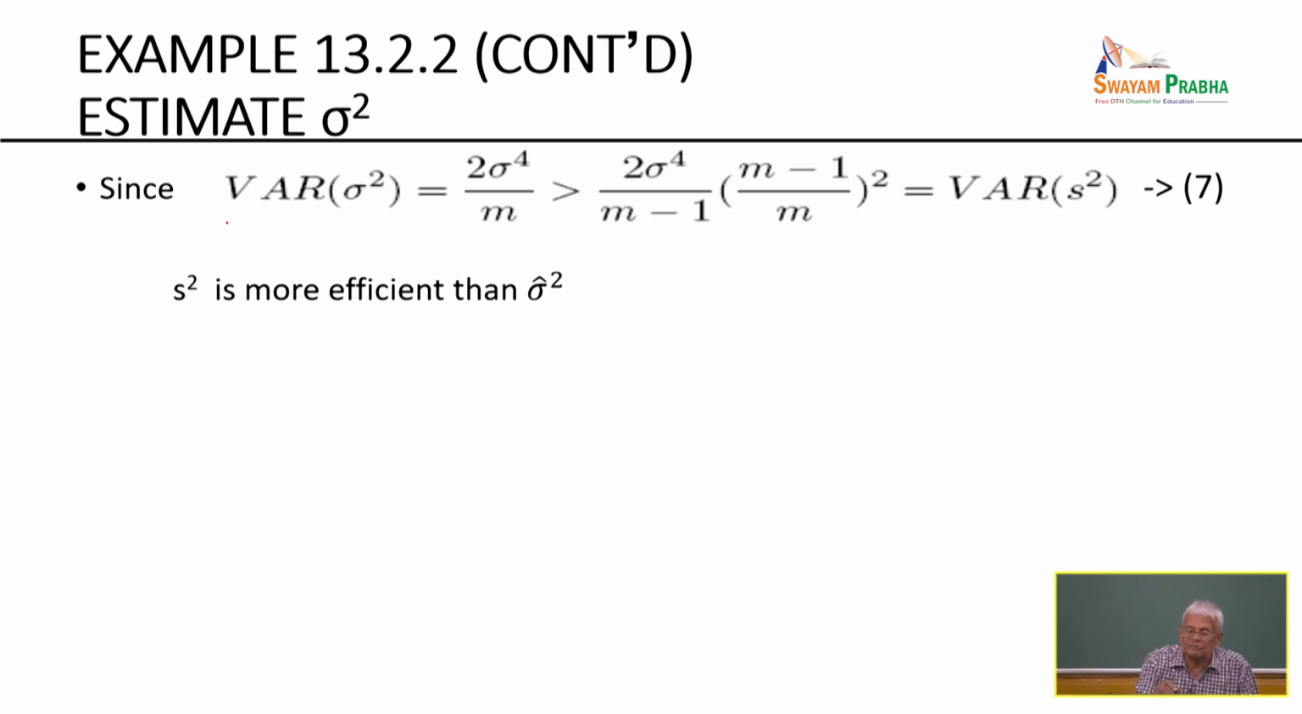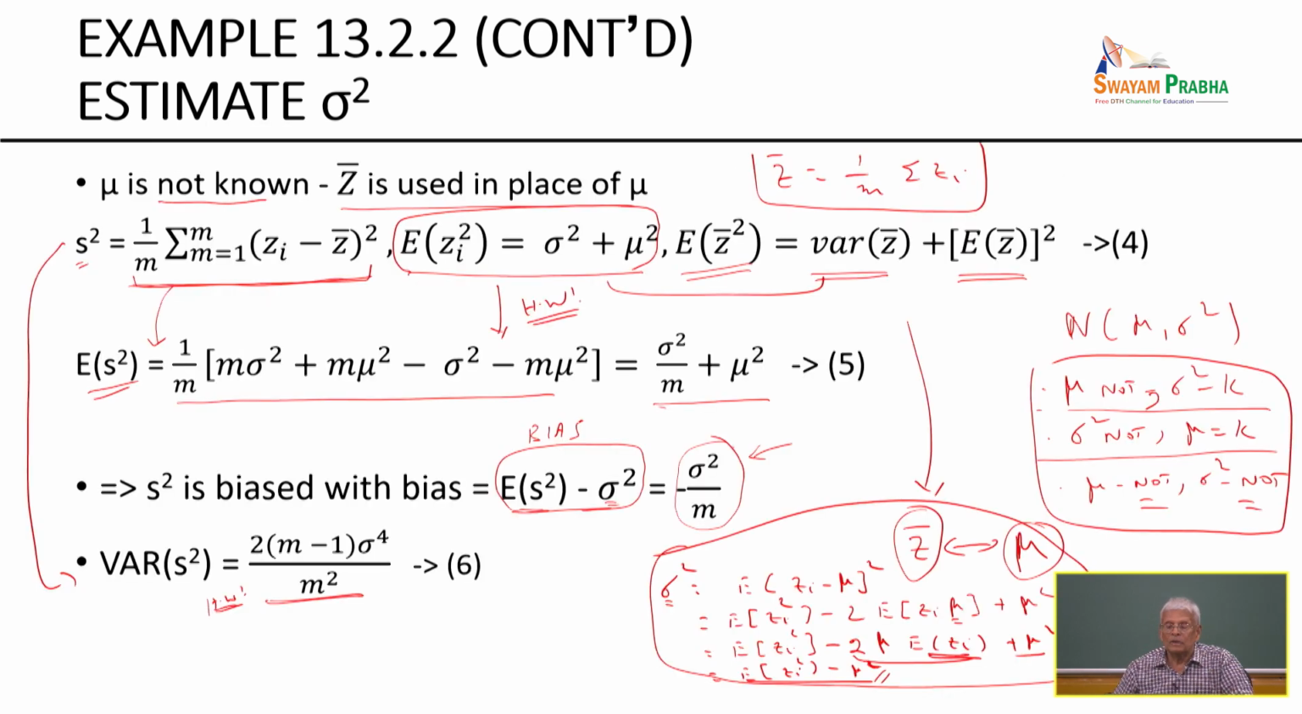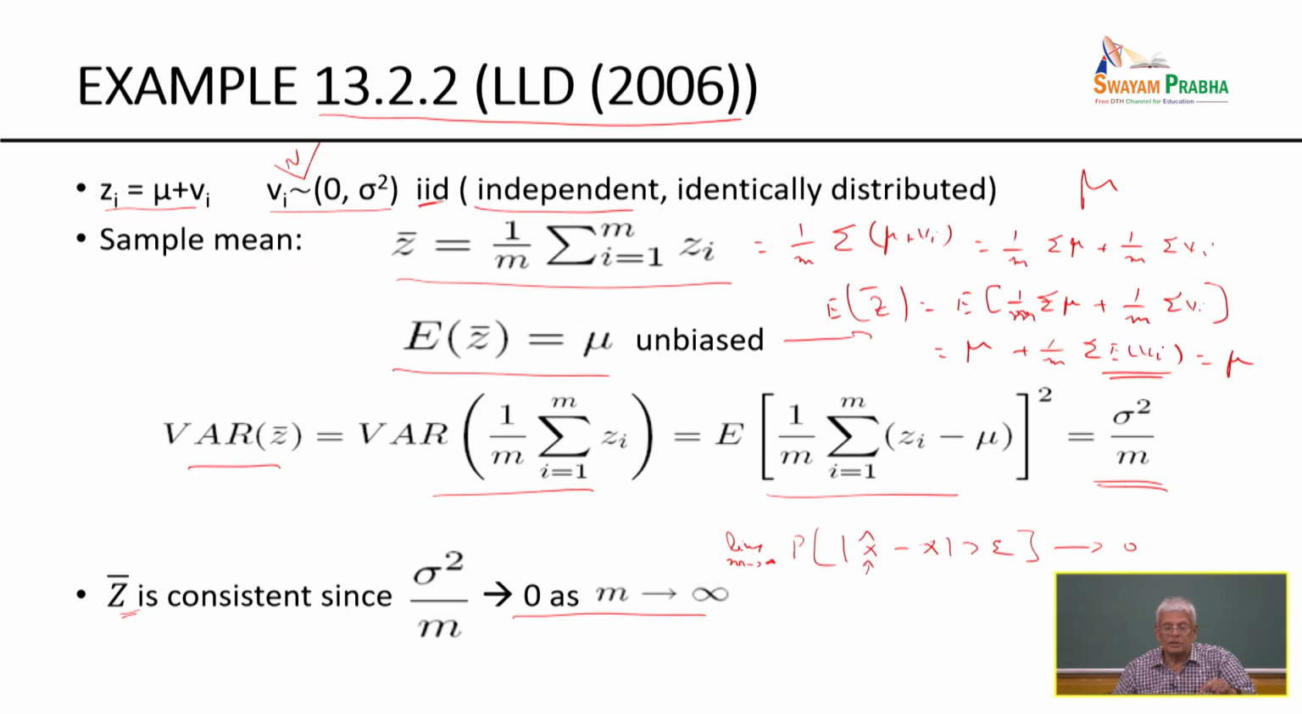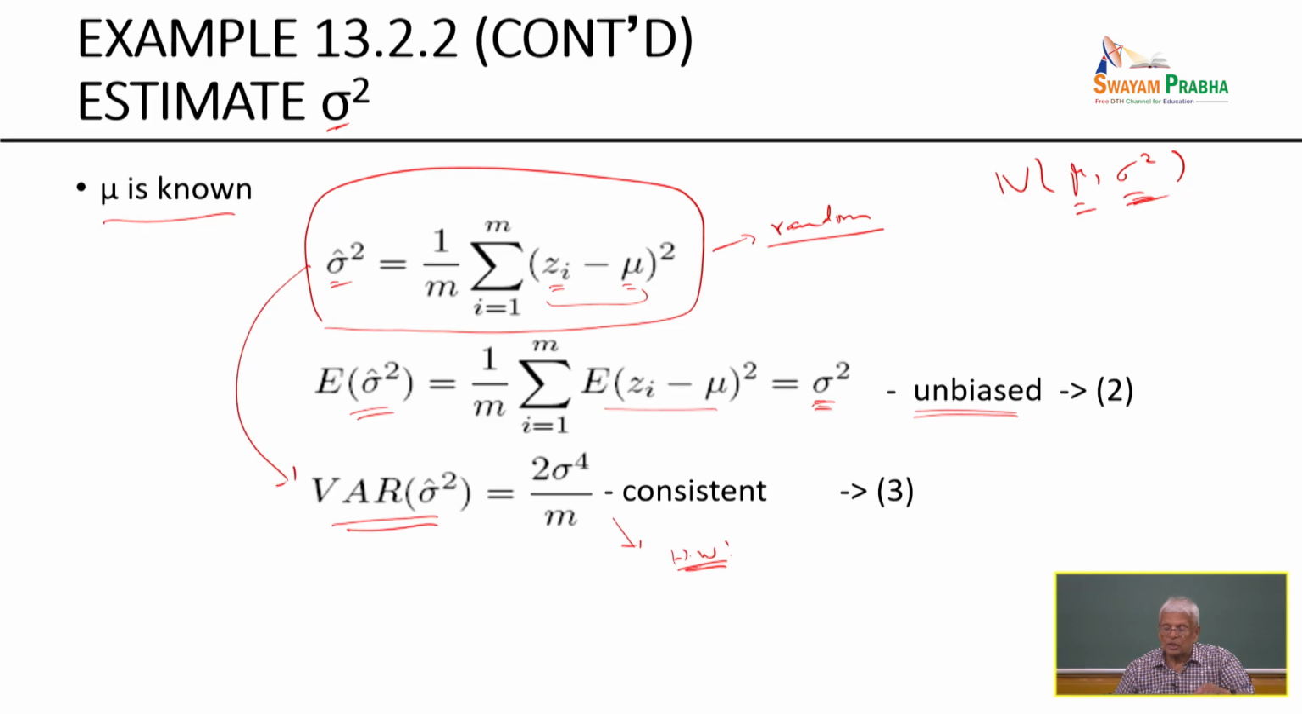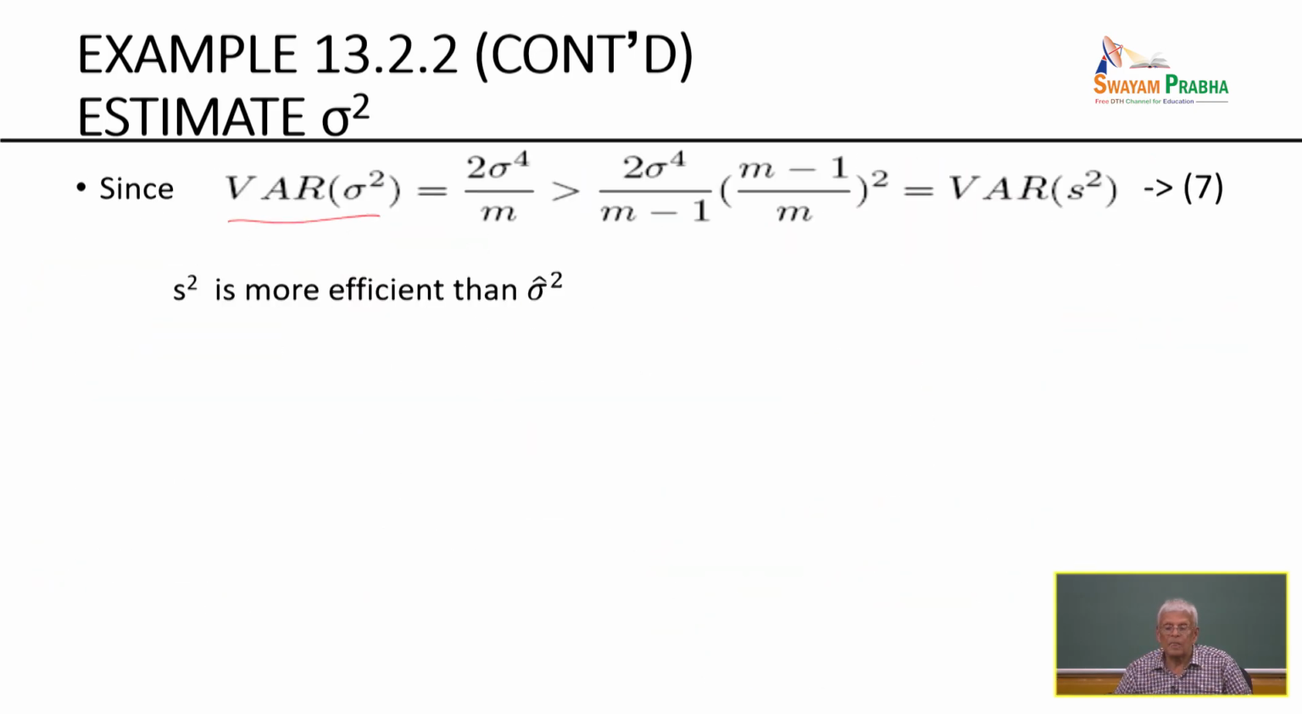So the variance of sigma hat square is equal to 2 sigma to the power 4 by m. Where do we get that from? I get it from the previous slide. This is the case when mu is known. This is the true variance of the estimate of the unknown. So the variance of sigma hat square, 2 sigma to the power 4 by m, is greater than 2 sigma to the power 4 times (m minus 1) by m square. That's equal to the variance of s square.